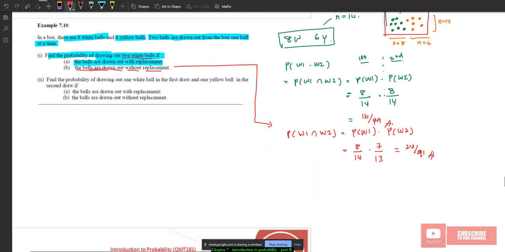So now let's look at number 2, right? Find the probability of drawing out one white ball in the first draw and one yellow ball in the second draw.